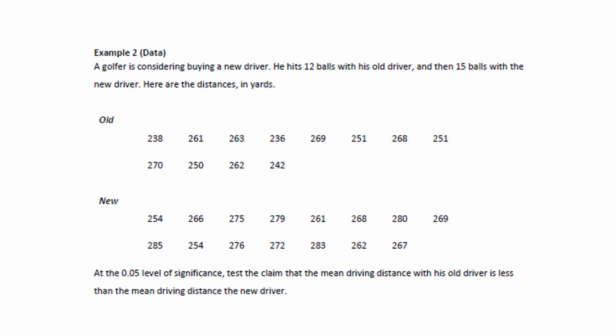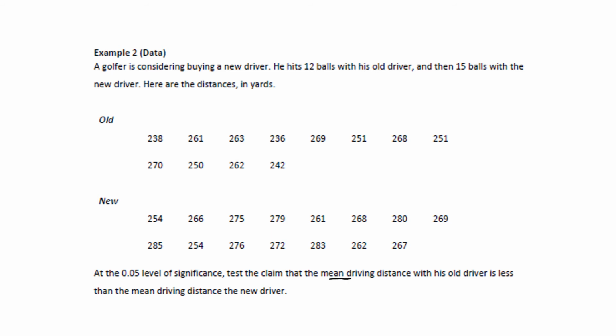Now for example 2 involving data. A golfer is considering buying a new driver. He hits 12 balls with his old driver and then 15 balls with the new driver. Here are the distances in yards. At the 0.05 level of significance, test the claim that the mean driving distance with his old driver is less than the mean driving distance with the new driver.